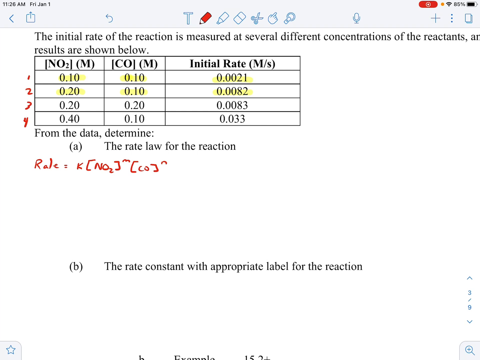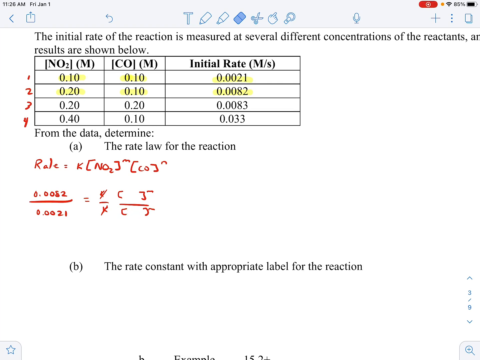So let's see. If we go 2 over 1, we're going to say 0.0082 over 0.0021 is equal to K over K. Guess what? Those K's are constant. They are going to cancel out. Then we have the concentration of NO2 to the M over the concentration of NO2 to the M. And then I should be putting those concentrations in there, so we'll go back to those.